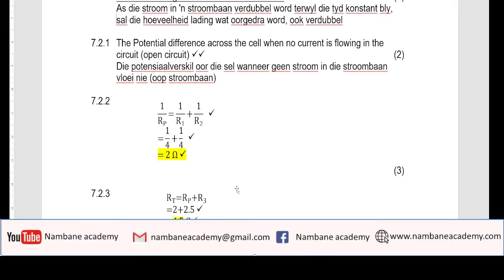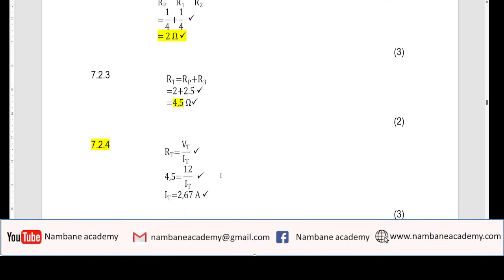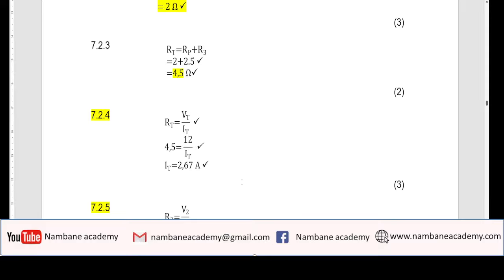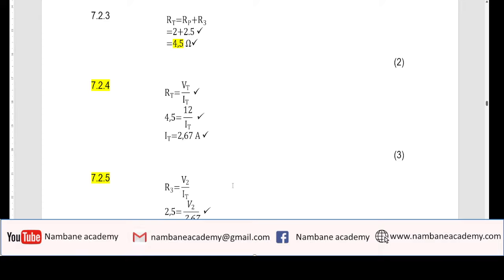Then we move on to 7.2.4. Calculate the total current supplied by the battery, which gives you R total equals V total over I total. Substitution: 4.5 for R total equals the potential difference total, which is 12, over the unknown. The unknown is then the total current, which is worked out as 2.67 ampere. 1 mark for the formula, 1 mark for the substitution, and 1 mark for the answer with the unit.